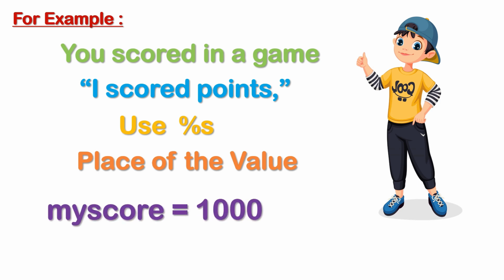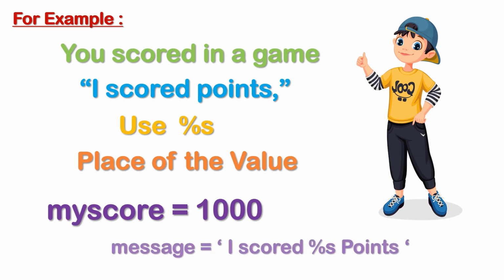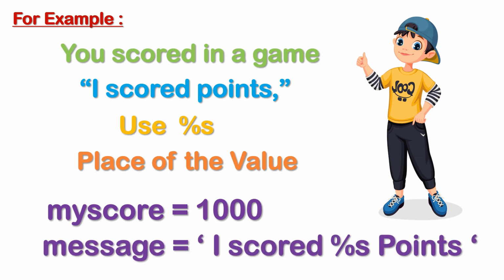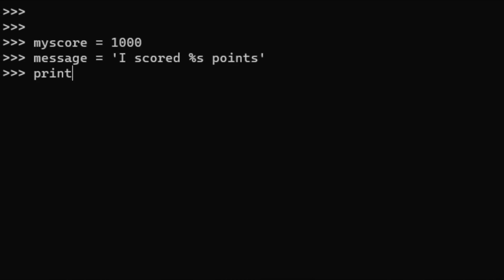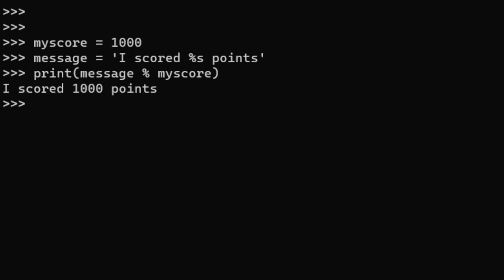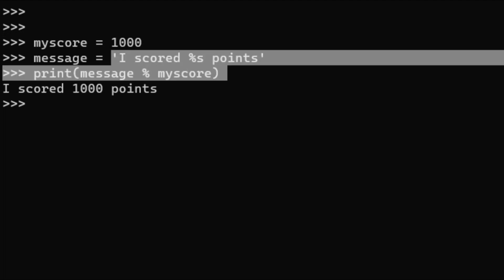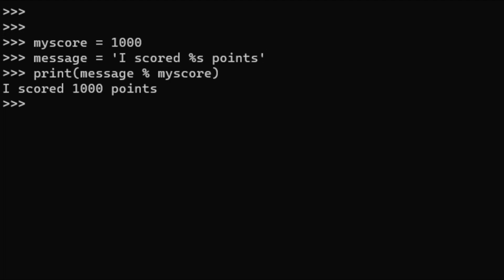My score is equal to 1000. Message is equal to I scored %s points. Print message % my score. Now this is our output. I scored 1000 points.